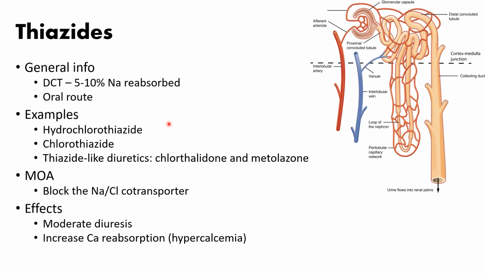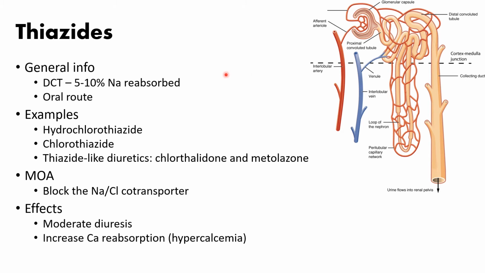Okay, so thiazide diuretics. Just to give you general info, they act on the distal convoluted tubule, so this bit of the nephron, just after the ascending loop of Henle. In this region, we usually reabsorb 5 to 10% of our sodium.